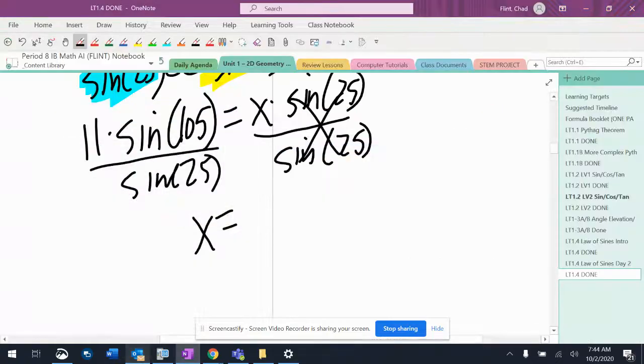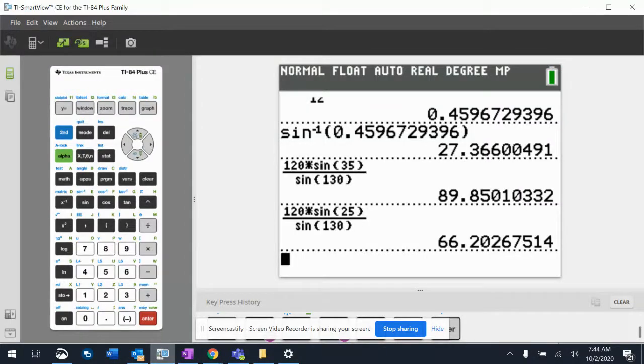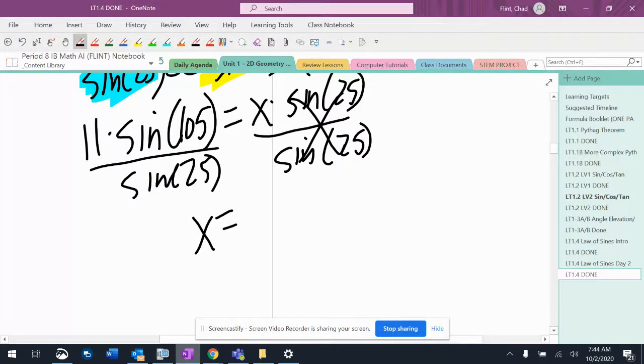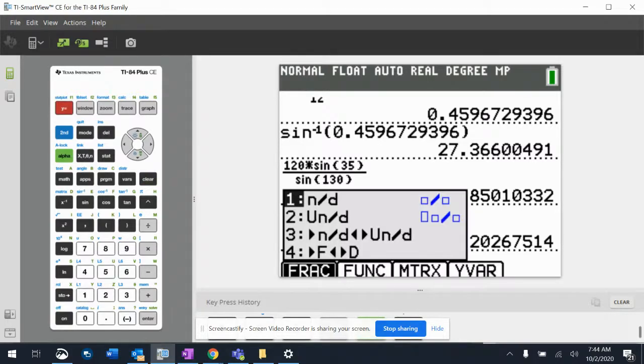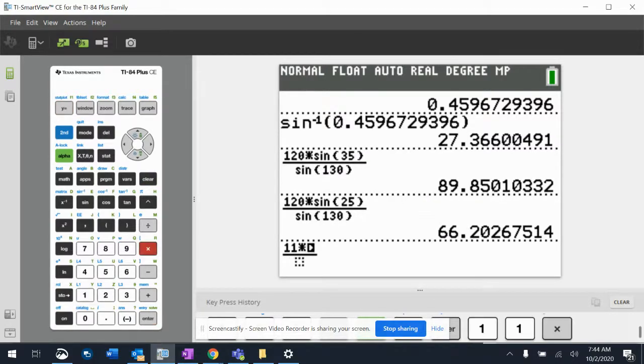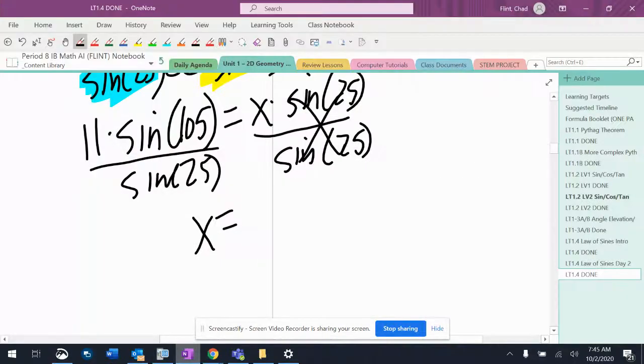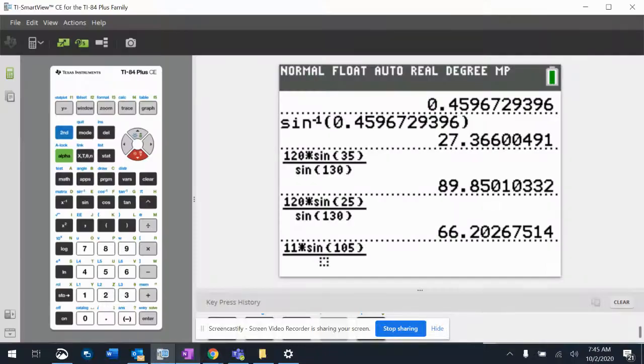Whoops, that's not what I wanted to do. 11 times sine of 105. And that's not what I want to do either. Alpha y equals enter. 11 times. I do suggest that you put these in fractions all the time. You don't have to, but I think it's going to help you avoid mistakes. And the calculator does a fraction anyway, so why not use it to its fullest ability?